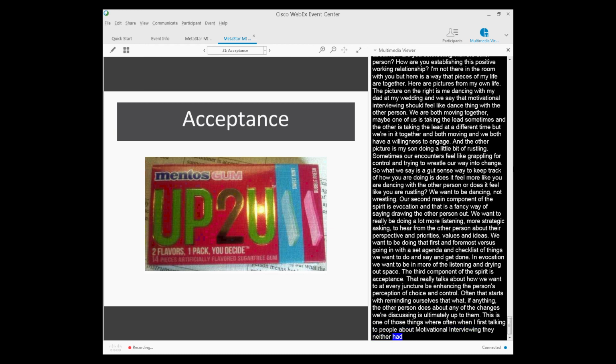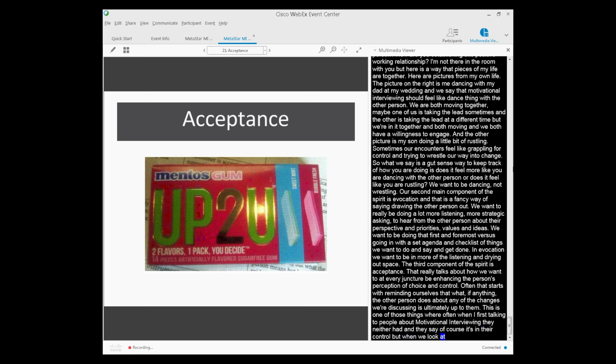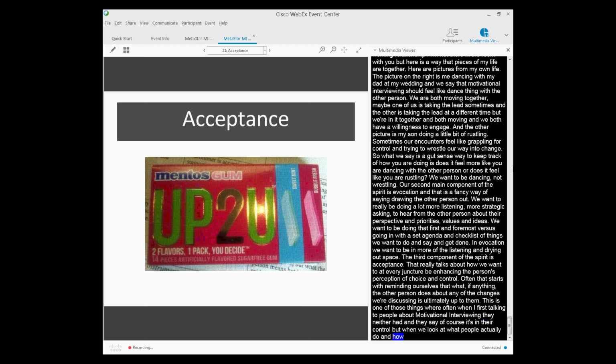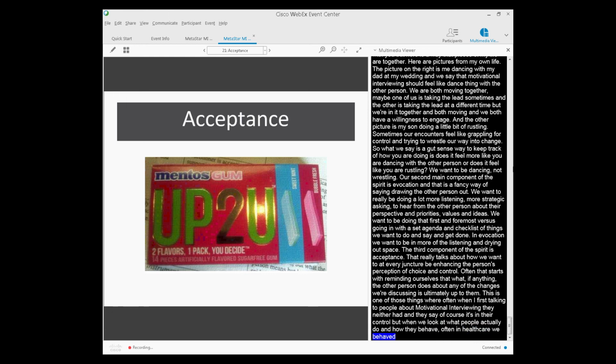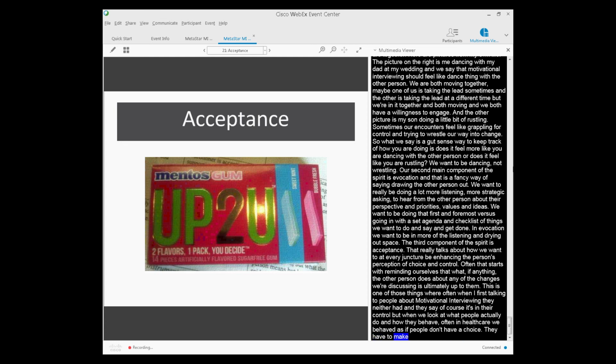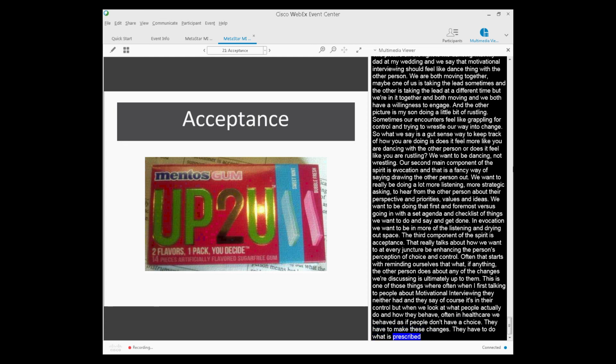But when we look at what people actually do and how they behave, often in healthcare we behave as if people don't have a choice. They have to make these changes. They have to do what's prescribed for them to do. And what we find is that people generally don't like to be told what to do.